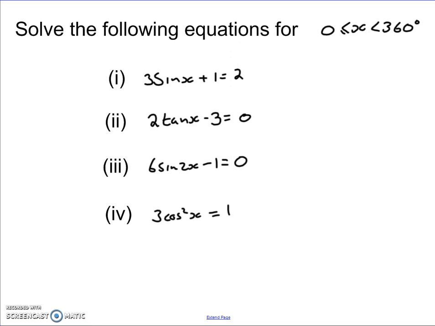Solve the following equations for x between 0 and 360 degrees, and there were 4 sets of equations that I wanted you to solve. They get more and more difficult the later on we go, but this is the kind of skill and the level we have to be at in order to solve these equations at a higher level. Right, let's have a look at these.